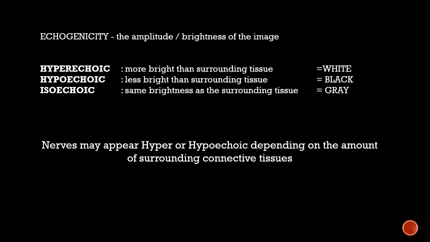Nerves may appear hyper or hypoechoic depending on the amount of surrounding connective tissues. For example, your nerve roots in the interscalene scan will appear black or hypoechoic as it is nearer to the central nervous system as compared to a more peripheral nerve like your sciatic nerve, which will appear white or hyperechoic.